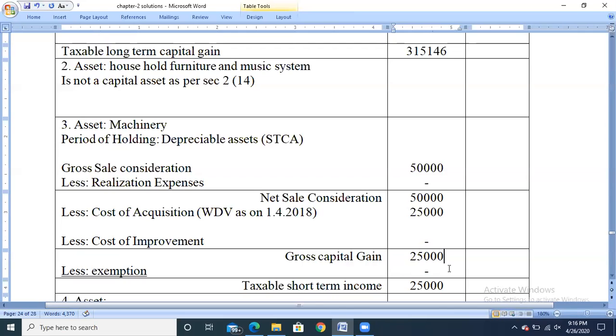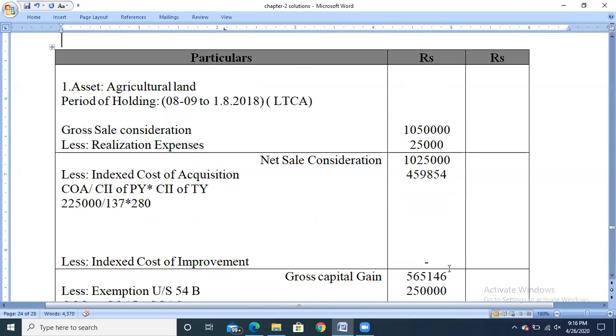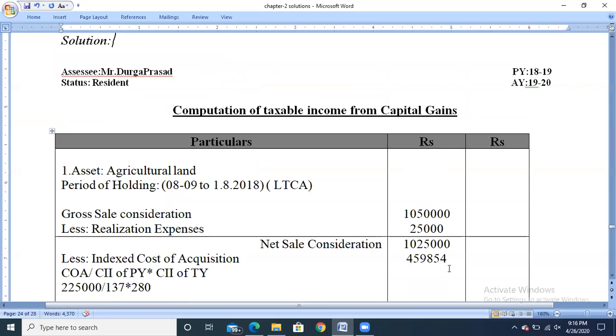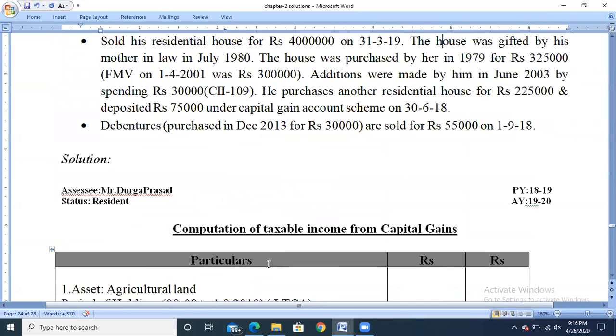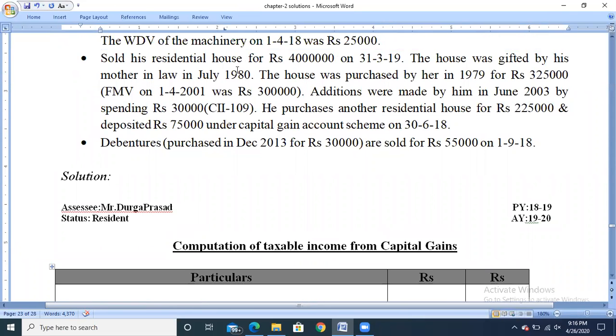Next, take the fourth asset. The fourth asset is a residential house sold for rupees 40 lakhs on 1/3/2019, that is in the previous year. The house was gifted by his mother-in-law in July 1980. So here he is getting the house property in the form of a gift from his mother-in-law in the year 1980.